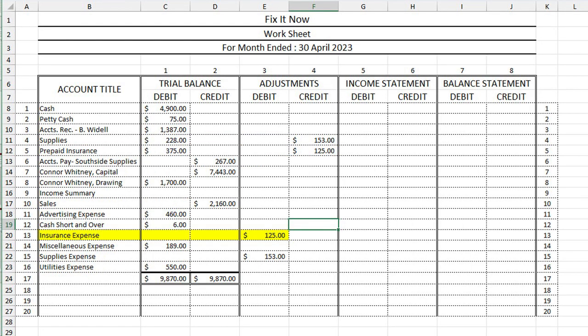Again, like with the supplies, we have to also account for this change under the expenses. Looking down at line 13, we see insurance expense. We enter $125 as the insurance expense debit.